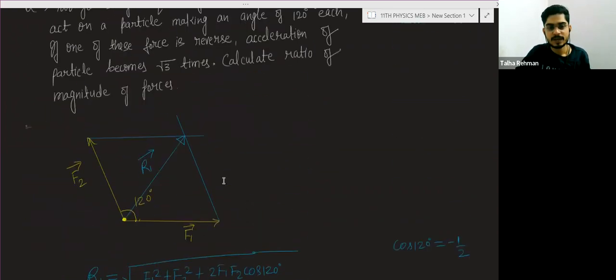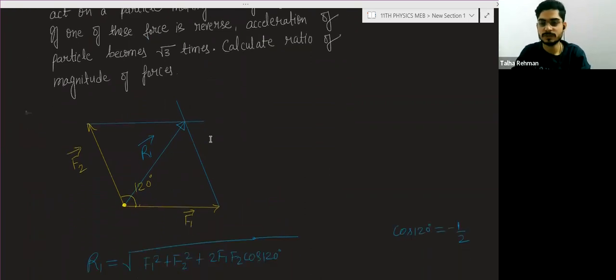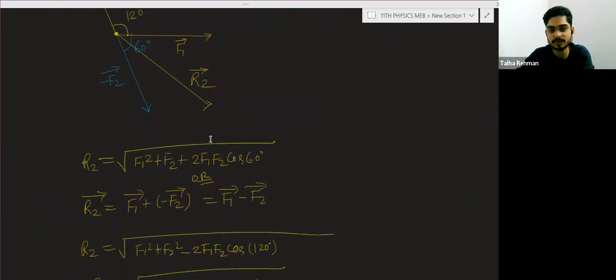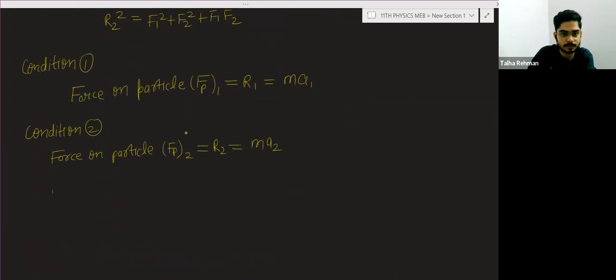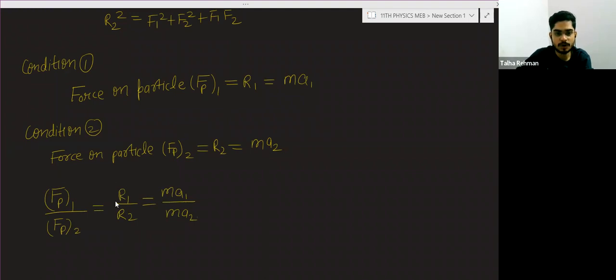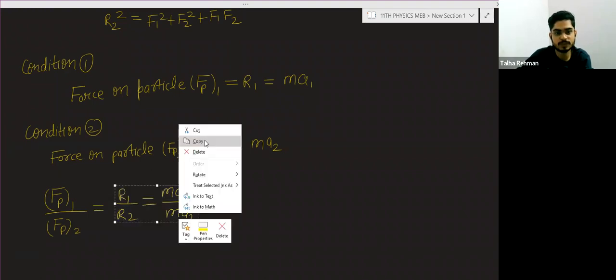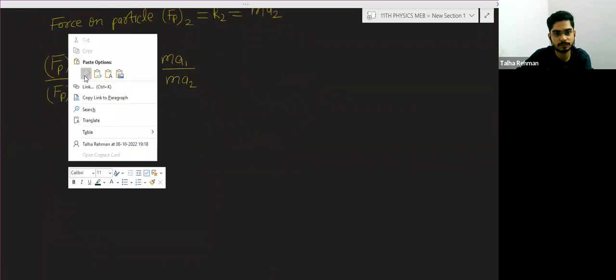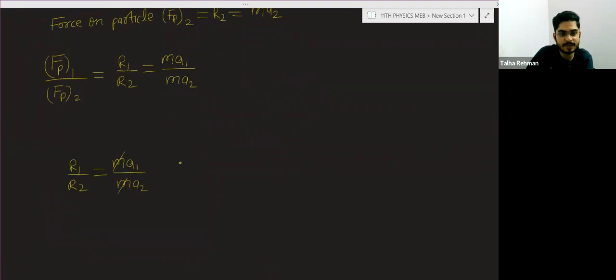Okay, now you have to find the ratio of forces. You have to calculate the ratio of magnitude of the forces. Means you have to find the ratio of R1, force for the condition 1, to force on the particle for the condition 2. This will be equal to R1 by R2, and I can write this m a1 by m a2. Now take this equation out. We'll use this. So this m and m will be cancelled out. So R1 and R2 is given as a1 by a2.